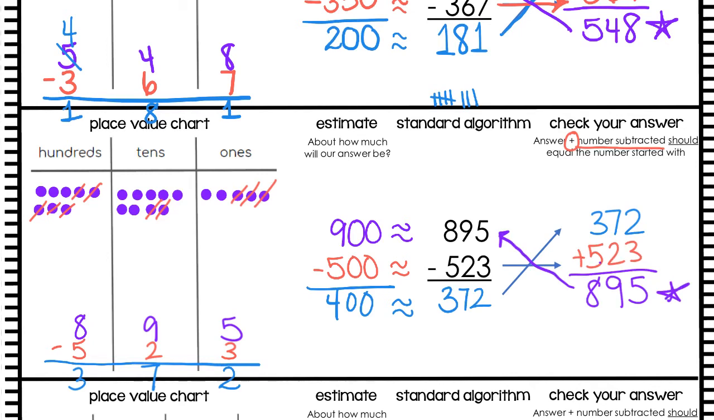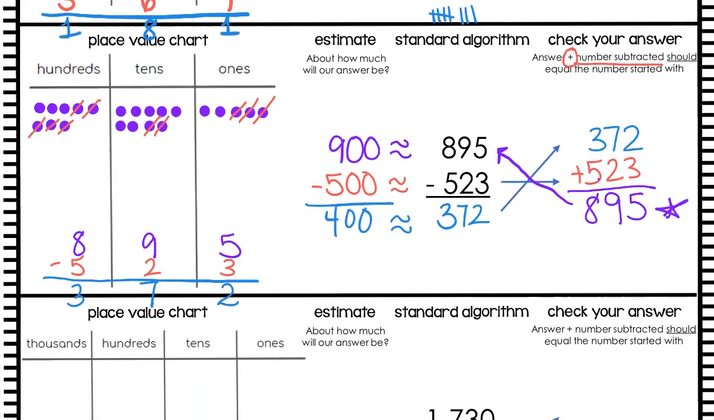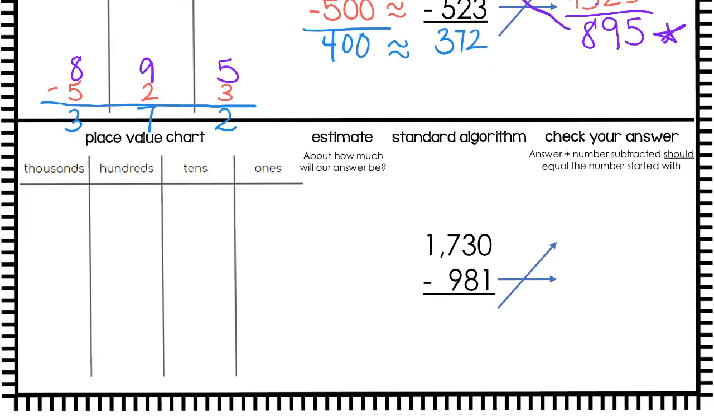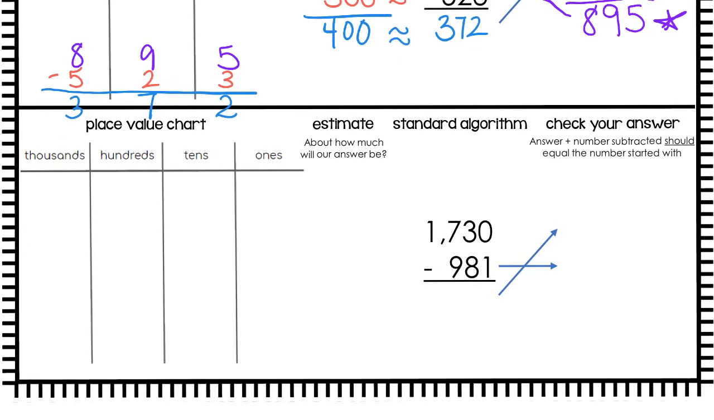All right, moving along to the third problem, the last problem on this page. We are going to start by reading our problem. 1,730. So because we're in the thousands now, we have our thousands placed in our place value chart. We're going to be taking away 981.